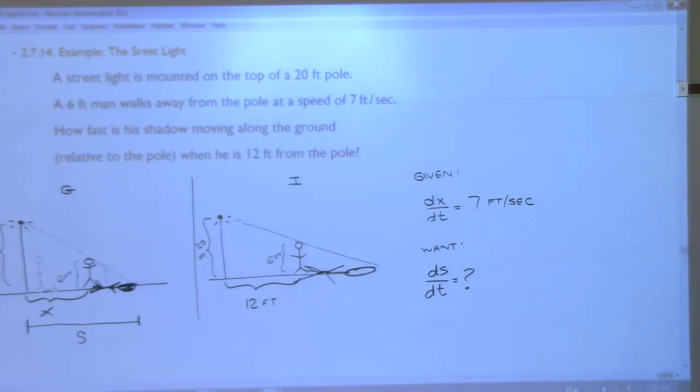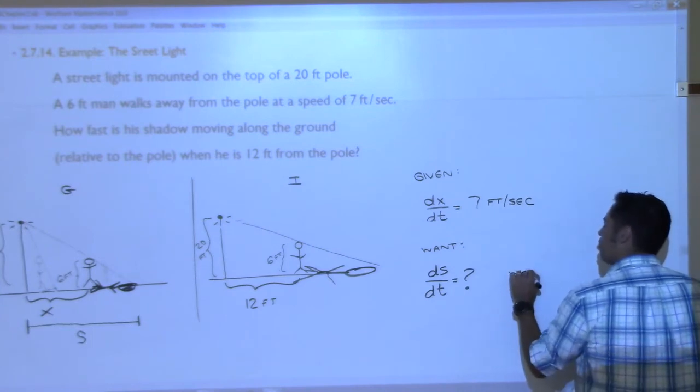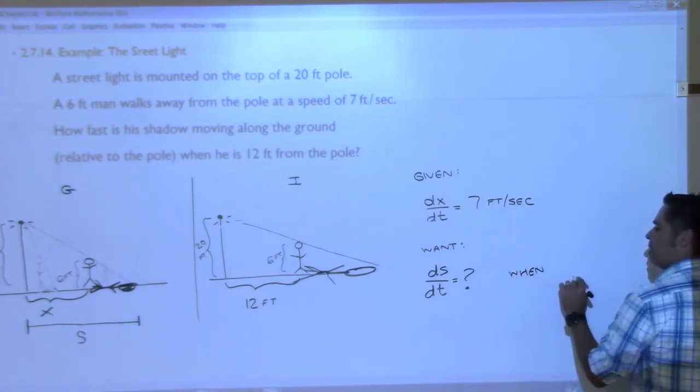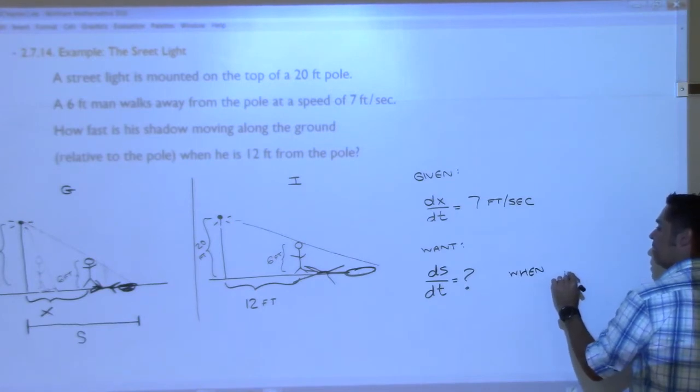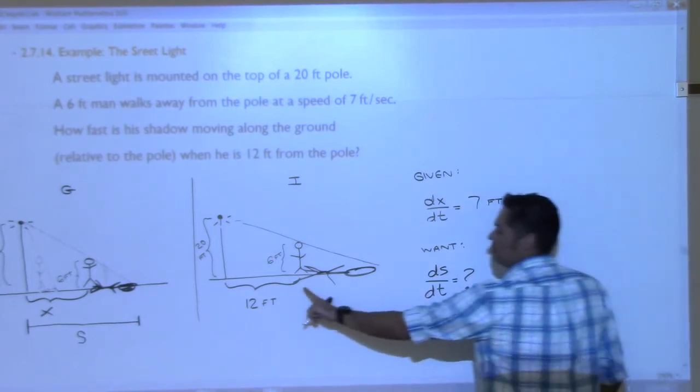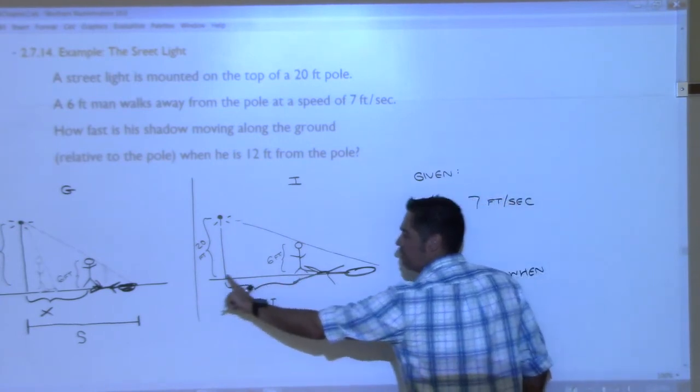We want ds/dt. When do we want this? When what's 12 feet? Which we've called what? S. What's the 12 here? The distance from the man to the pole, which is x.